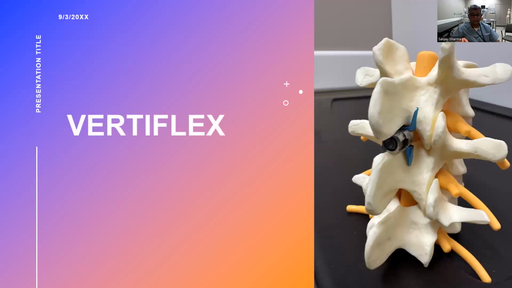And then, of course, we have the Vertiflex, which is a device placed percutaneously between the spinous processes from the back, as you see here in this picture. What it does is cause a little bit of a forward flexion of the spine and opens it up. So it's very useful in spinal stenosis patients, and it is much quicker and less invasive than laminectomy and back surgery.